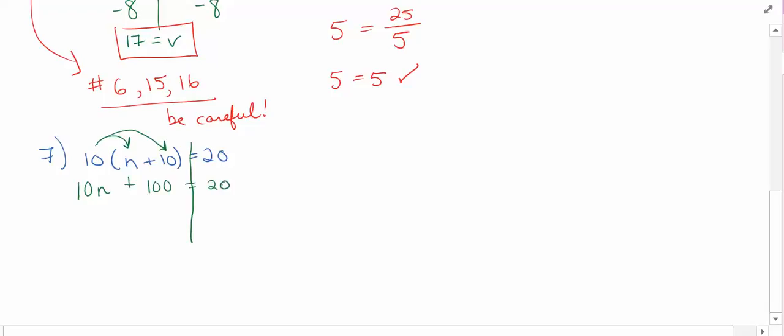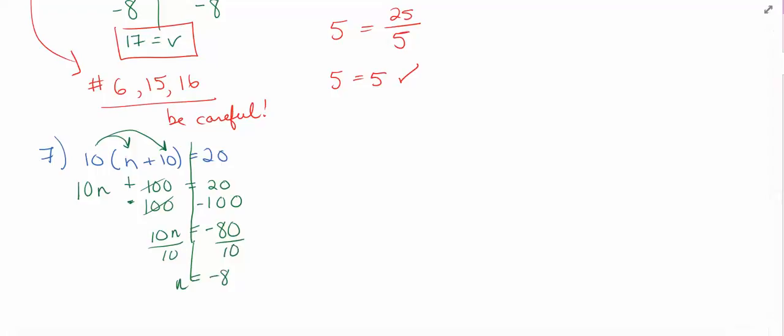Do I need to combine any like terms? Nope, I look good. Next I want to get rid of addition or subtraction. So get rid of the plus 100. Subtract 100 from both sides. I'm left with 10n on the left. 20 minus 100 is negative 80. Divide by 10 on both sides. So therefore n equals negative 8.